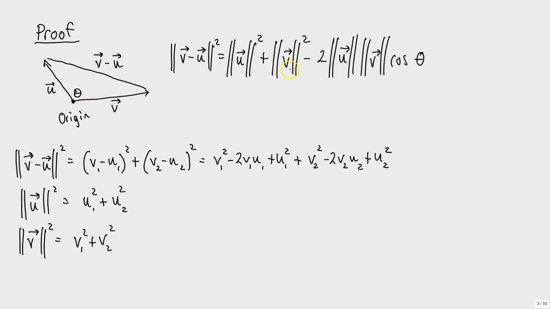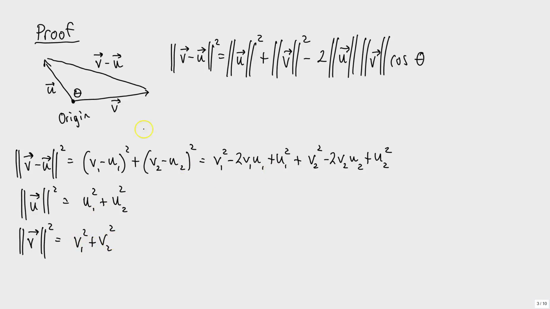Well, let's actually find those lengths. So this length here, squared, we go ahead and actually find their lengths, their magnitudes. We end up with v1 squared minus 2v1u1 plus u1 squared plus v2 squared minus 2v2u2 plus u2 squared. And the length of u squared would be u1 squared plus u2 squared. There's no radical because everything's being squared.